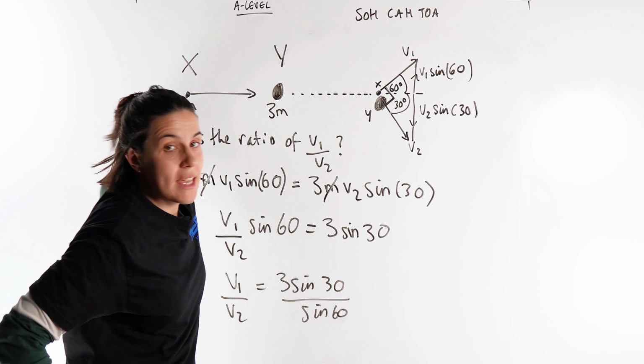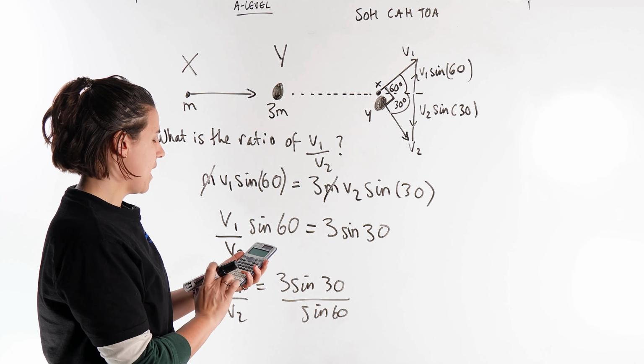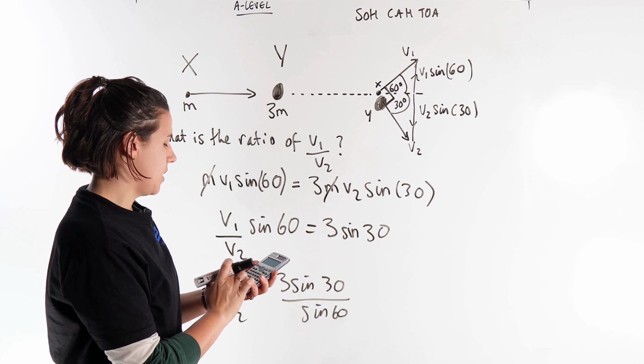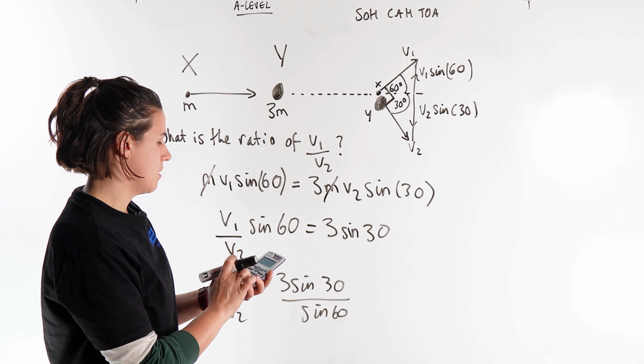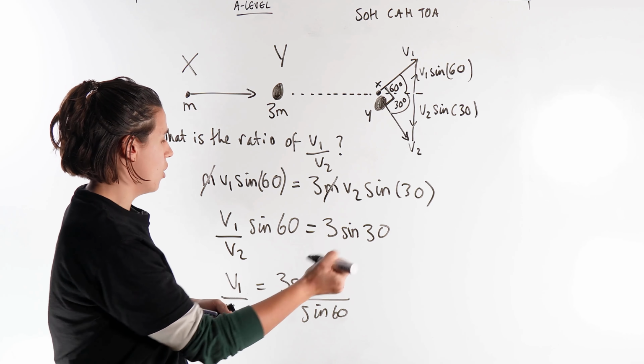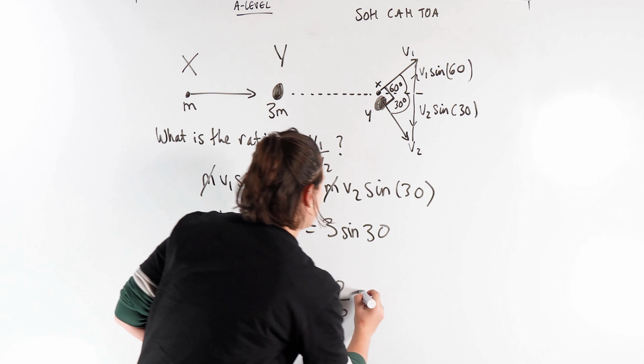I'm now going to grab my calculator and pop that in. So 3 times sine of 30 divided by sine of 60 gives me an answer of root 3, or 1.7. So this is how we can find the ratio of the velocities just using these ideas about conservation of momentum in 2 dimensions. Let's have a look at another problem, shall we?